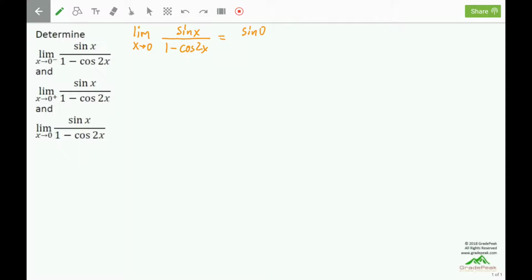That will give a sine of 0 divided by 1 minus cosine of 2 times 0. Sine of 0 is 0, divided by 1 minus cosine of 2 times 0, which is 0, which gives 0 over 1 minus the cosine of 0, which is a 1. So it is 0 over 1 minus 1, which is 0. We have the 0 over 0 indeterminate form. This will need to be reworked.